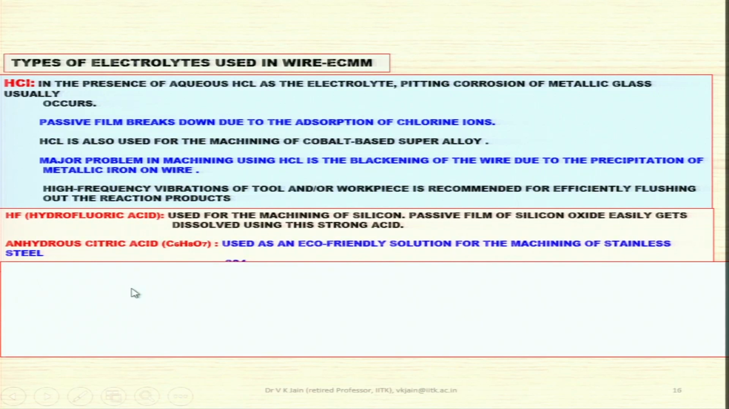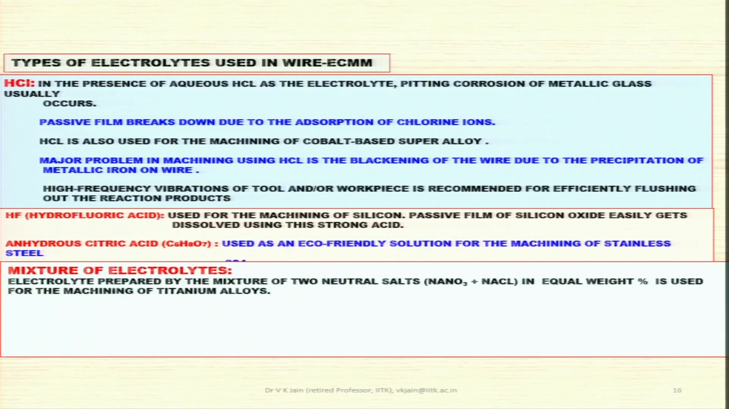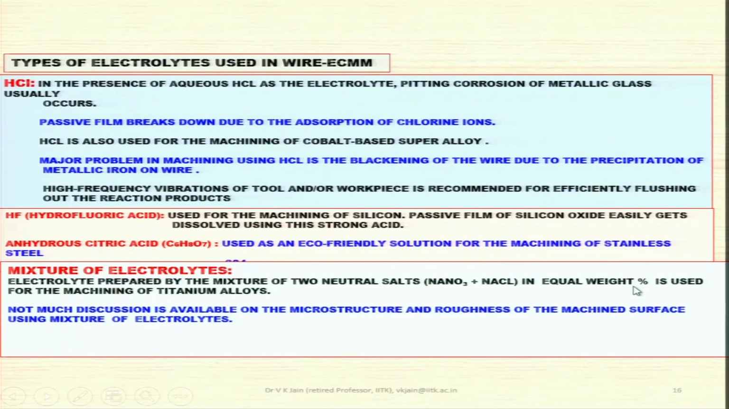Anhydrous citric acid is used as an eco-friendly solution for the machining of stainless steel. Mixtures of electrolytes are used, as I have mentioned in the earlier slide also. Electrolyte prepared by the mixture of 2 or more than 2 neutral salts, or a mixture of neutral and basic salts depending upon your requirement, in equal weight percent is used for the machining of titanium alloy. What weight percent is to be used will depend upon the percentage of different elements in the alloy also.